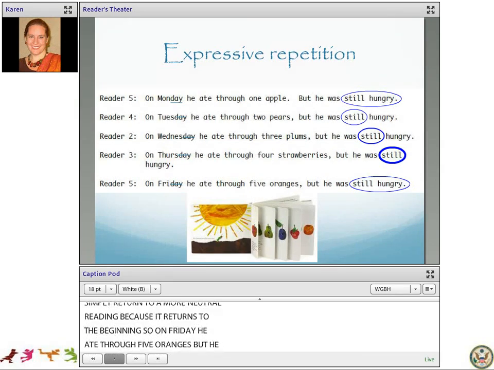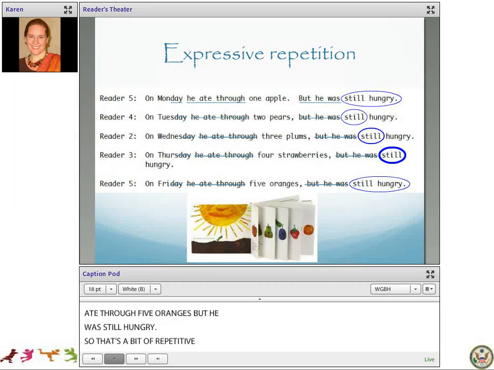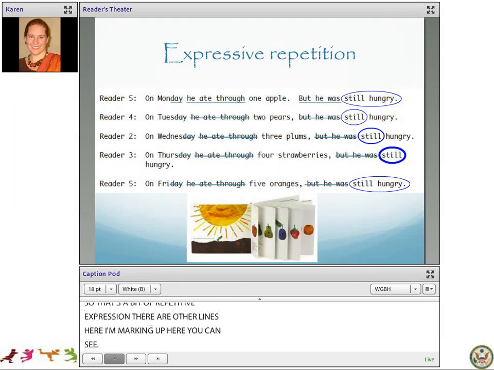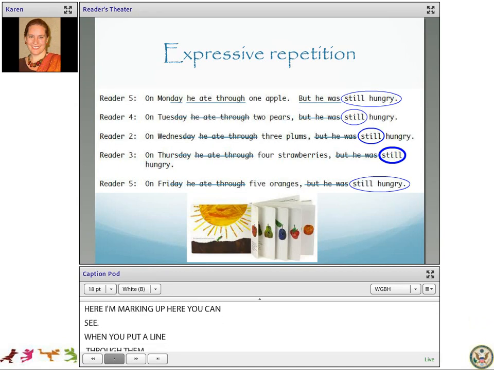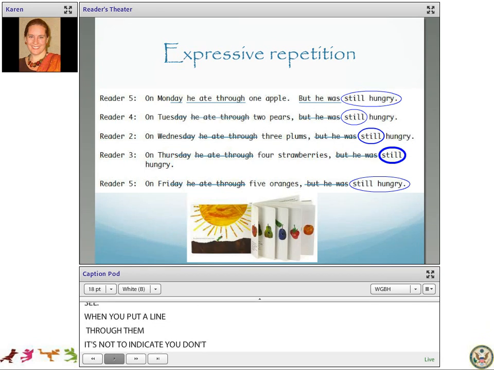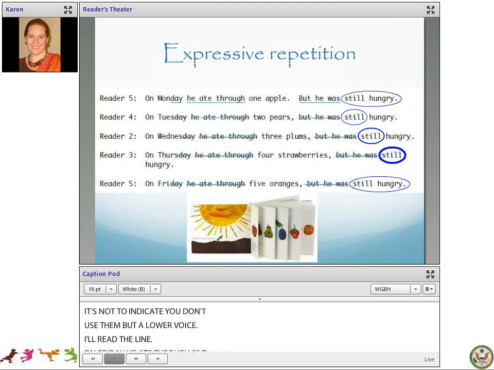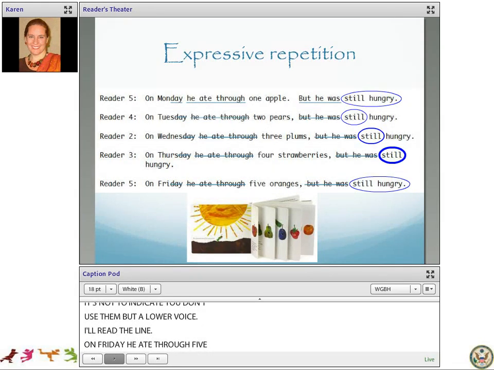Okay, so that's a bit of repetitive expression there, or expression of repetition. And there's several other lines that I'm marking up here that you can see. And when I put a line through them, it's not to indicate that you don't say them, but rather that you use a lower voice. So on the last line there, I'll just read that line. On Friday, he ate through 5 oranges, but he was still hungry. So listen to the notes or the tone of the parts that are crossed out.